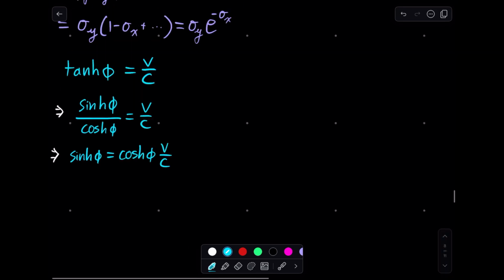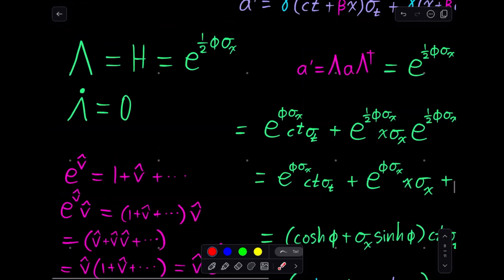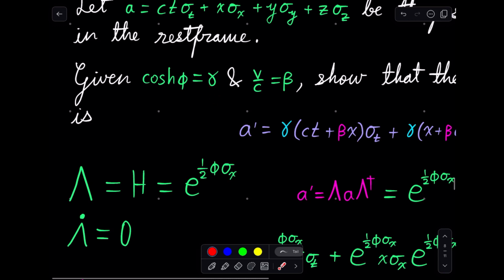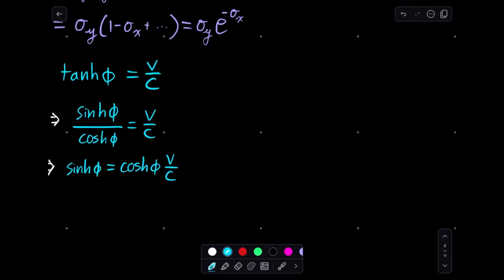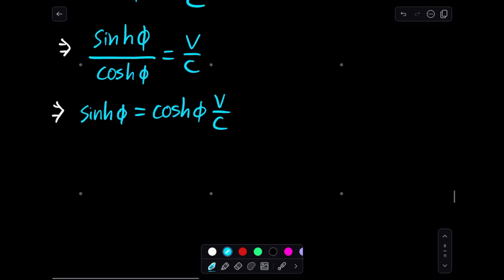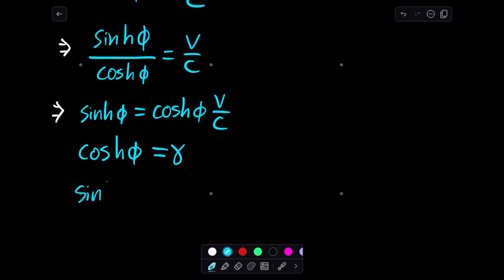And so we can replace cosine with gamma and V over C with beta. So we can just write cosine phi is equal to gamma, and then sine of phi is equal to beta gamma.